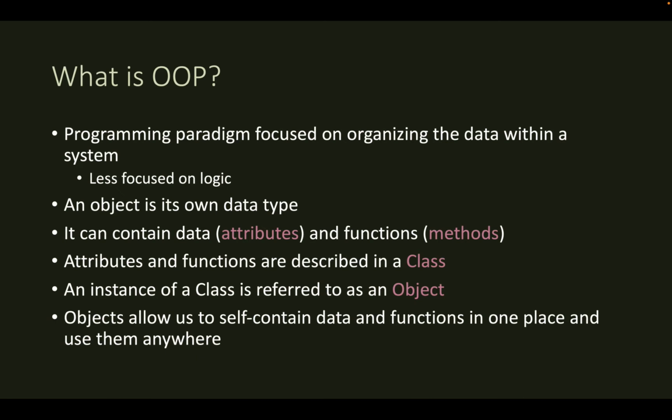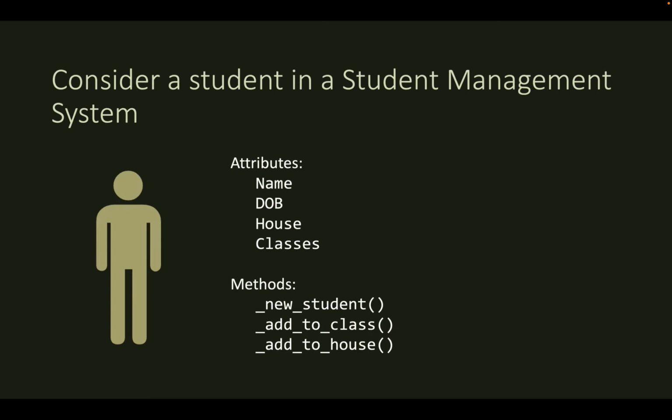Okay, so let's have a look at an example. Consider a student in a student management system or SMS. What would we actually need to know? Well, we need to know the name of the student, their date of birth, which house they're part of, and what classes they attend. And the methods, or the things that that object can do in the system, is create itself, in other words, a new student. We can add that student to a class, and we can add it to a house. If we wanted to extend this further, we'd also have remove from class, remove from house, remove student, those sorts of things.